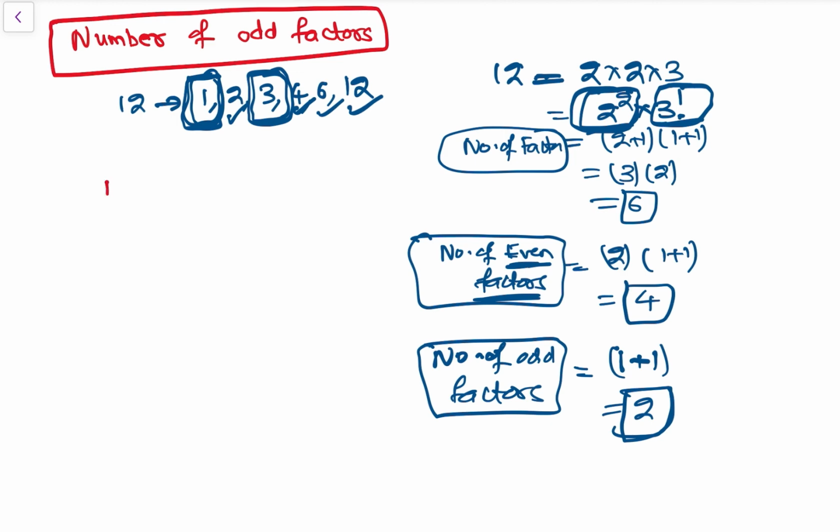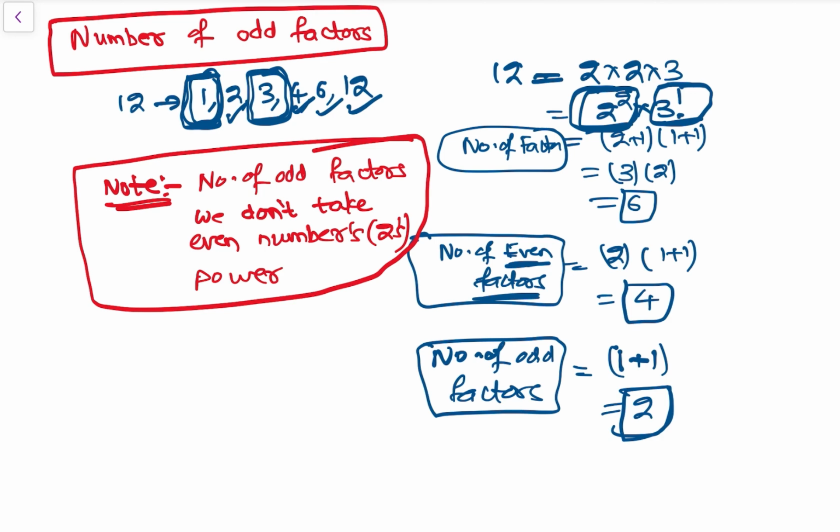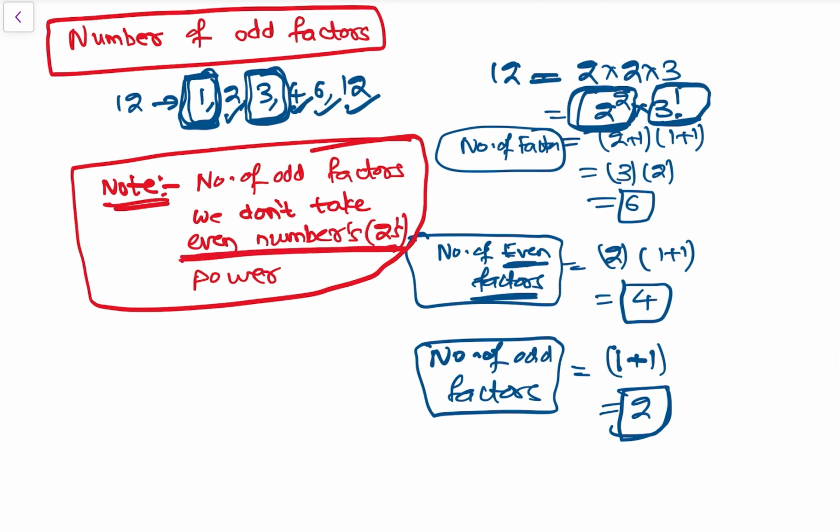So note here that to count the number of odd factors, we don't take even numbers or 2's power, okay. So that's the thing. Now let's see for 24.